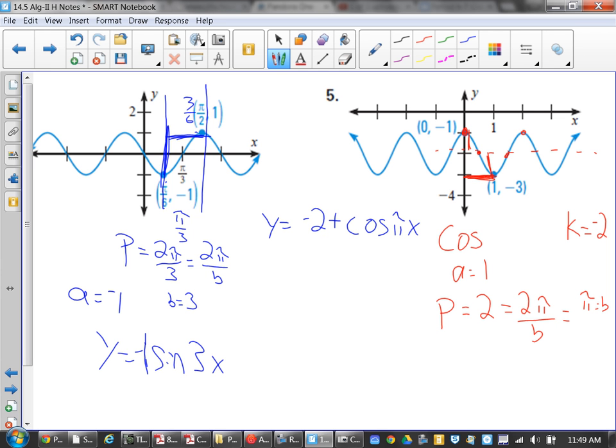Now, remember, it's cosine because it started at its maximum. And A is positive because it started at a maximum. Wait, A is positive and goes down? Yes. Remember, think about a regular cosine graph. Cosine starts at 1, 0, -1. Then it goes down. Sine is negative.